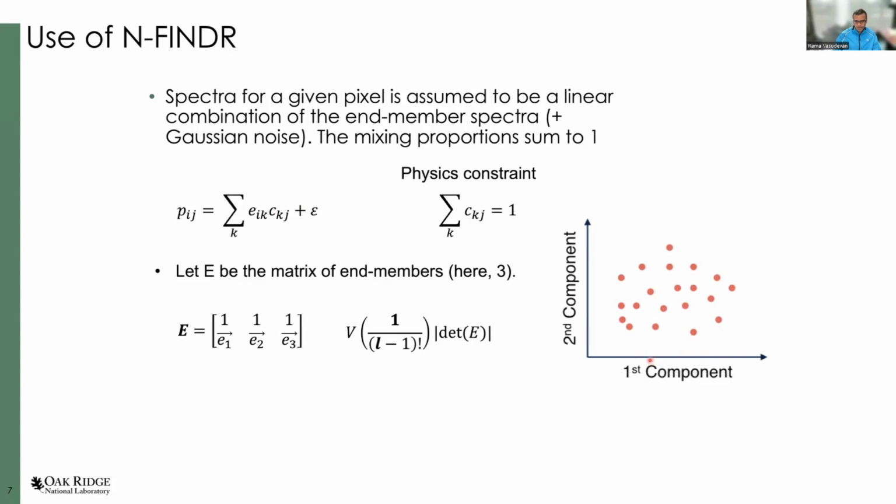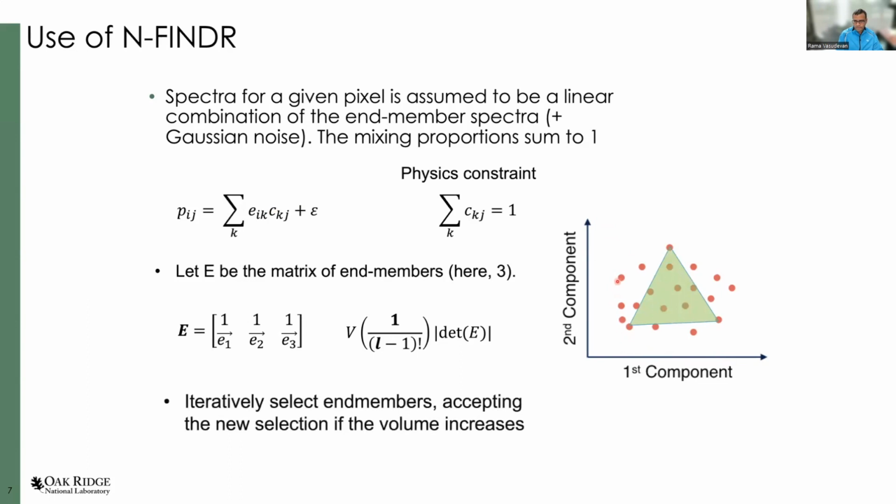I can project my data set into a lower dimensional subspace. Typically, this can use principal component analysis. Every one of these dots is representative of one of those individual windows that we calculated. What we want to do is maximize the area of this particular triangle by choosing the vertices of the triangle such that this area is maximized. In fact, this is actually a volume in higher dimensional space, so we want to maximize this hypervolume. We want to iteratively select the n members, accepting a new selection if the volume of this triangle increases. Because what does this mean?